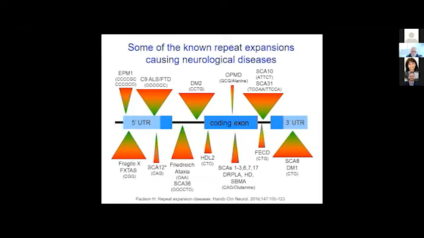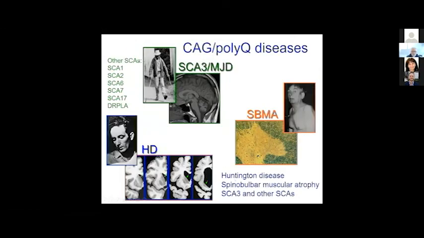There are many different repeat expansion diseases. This is a schematic of a gene with many different locations for different repeat expansions that cause various neurological diseases. The ones that we're going to talk about today are the polyglutamine diseases. These are due to a CAG repeat expansion that's in a protein coding region in frame to encode glutamine in the various disease proteins, such as spinocerebellar ataxia type 1, 2, 3, 6, 7, 17, Huntington's disease, spinobulbar muscular atrophy, which is a motor neuron disease.